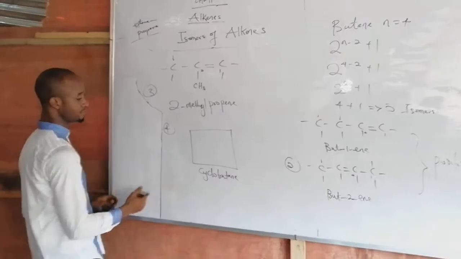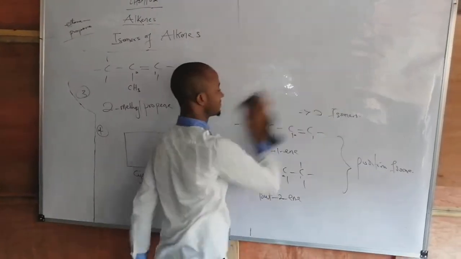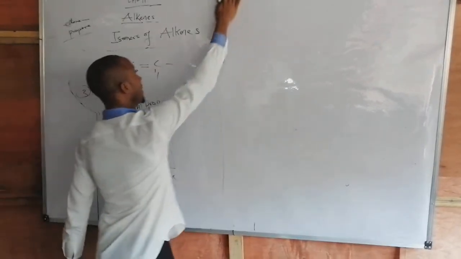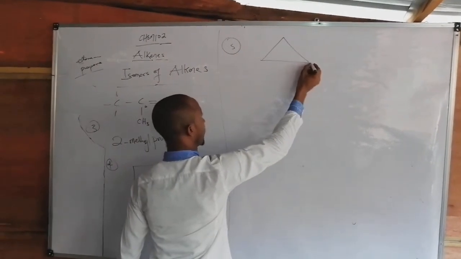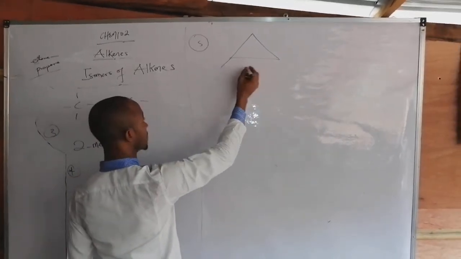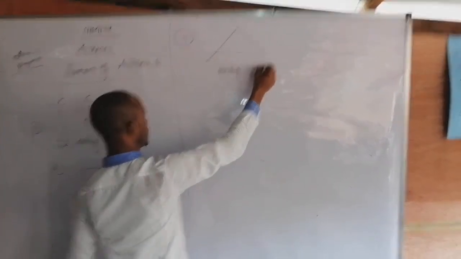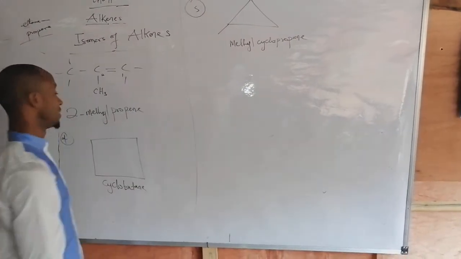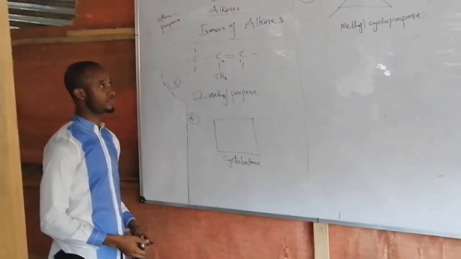The fifth one is methylcyclopropane, when there's a methyl group. This is a methyl group. This is called methylcyclopropane. This is the fifth one. So these are the isomers of butene. That's all.